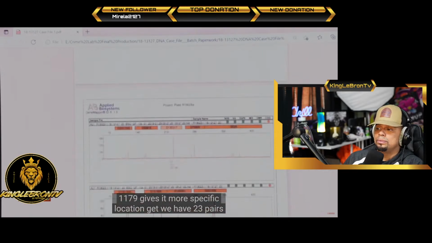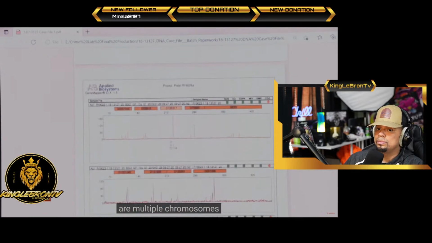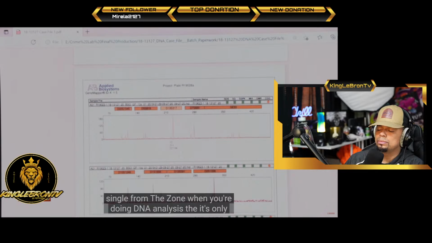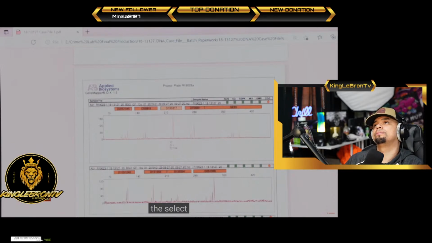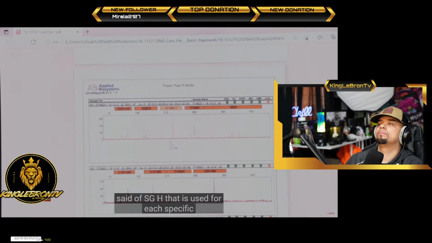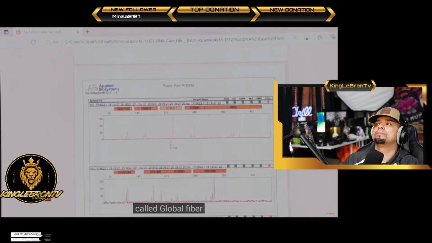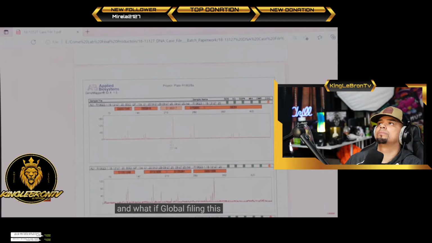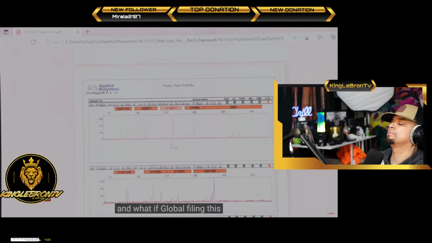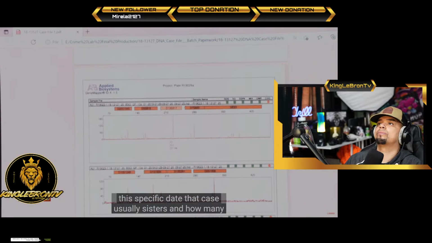Again, we have 23 chromosomes, so there are multiple chromosomes. And do you test and sequence every single marker on every single chromosome when you're doing DNA analysis? No, it is only the select set of STRs that is used for each specific commercial kit. And in this particular kit, I use what's called GlobalFiler. And what is GlobalFiler? This specific DNA kit used for these STRs. And how many specific locations are you testing for in GlobalFiler? There are 24.